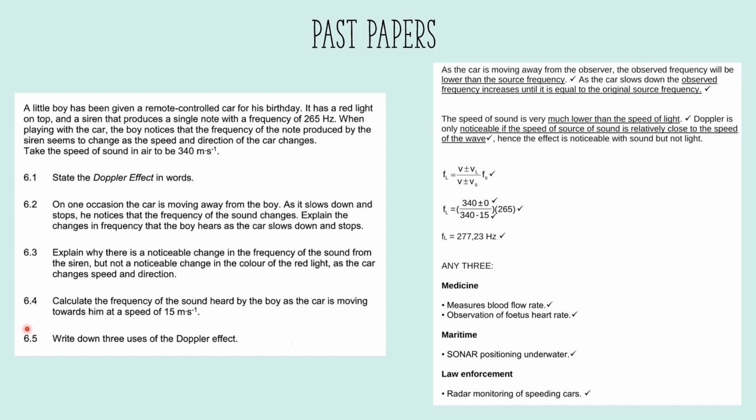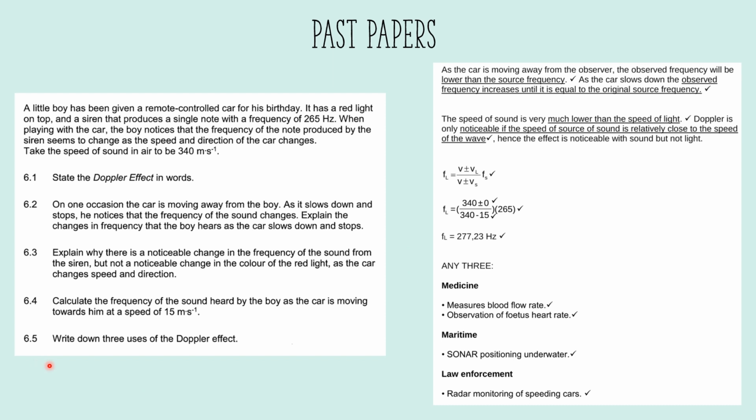Calculate the frequency of the sound heard by the boy as the car is moving towards him at a speed of 15. So we are calculating the frequency heard by the boy. So you use your equation. It says towards, so you put a plus at the top and a minus at the bottom. You're working out the frequency of the listener, meaning the boy. 340 plus 0, 340 minus 15, because they gave that to you in the question, and 265 because it is here. That's the frequency of the source. And you just solve for your frequency of the listener.